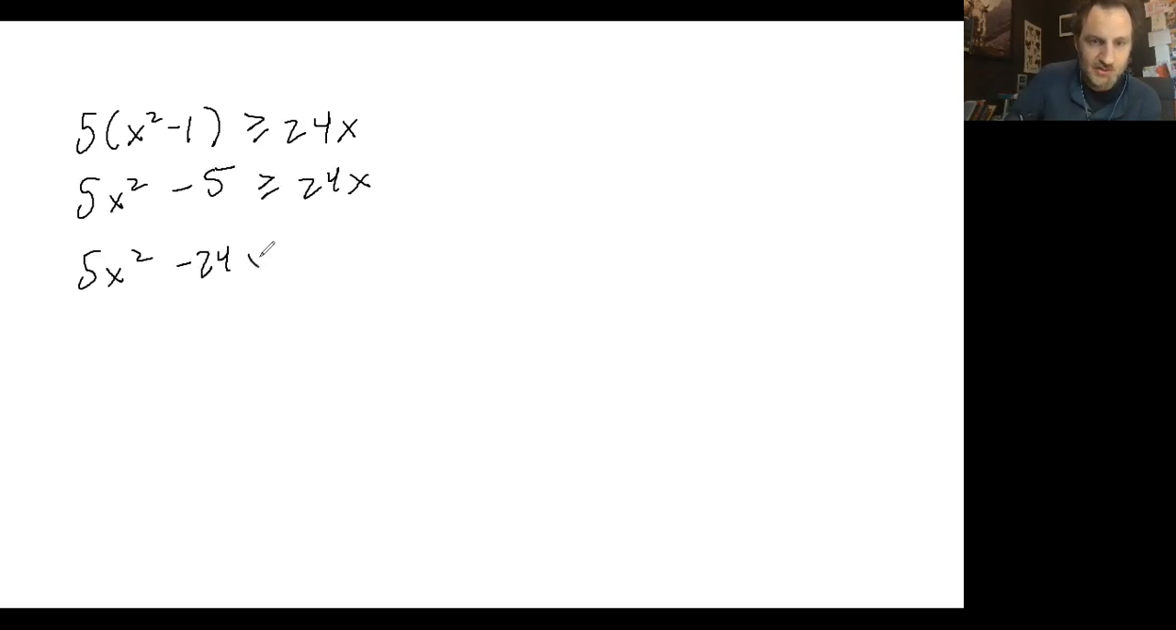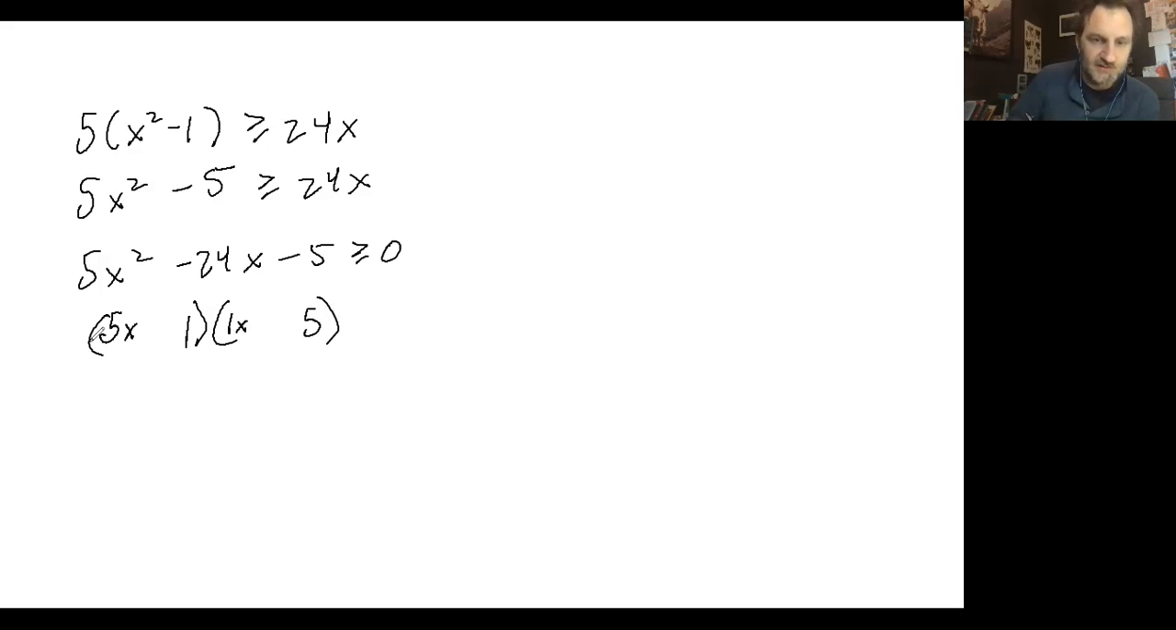So 5x squared minus 24x minus 5 is greater than or equal to 0. It seems kind of difficult to factor, but I know that it does, because they wouldn't give me a problem that didn't factor. That would be cruel of them. I think I need the 5x and the 5 to multiply each other. So I'm going to make this 1 and 1x.